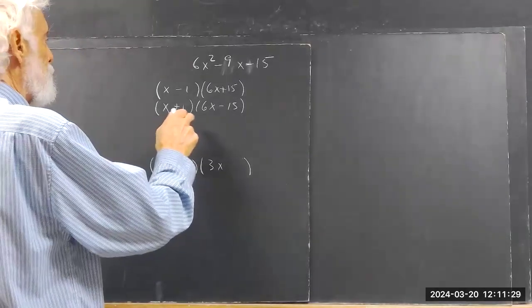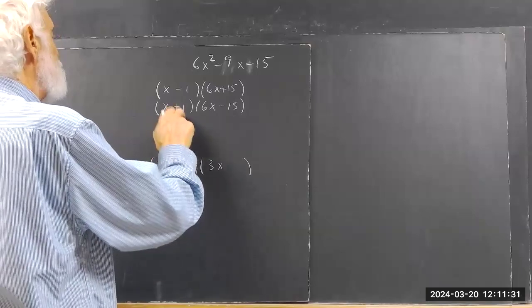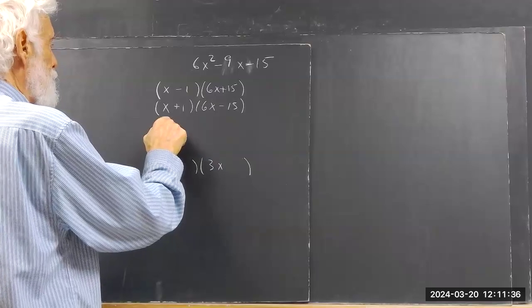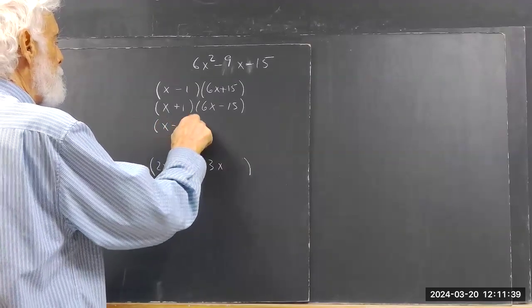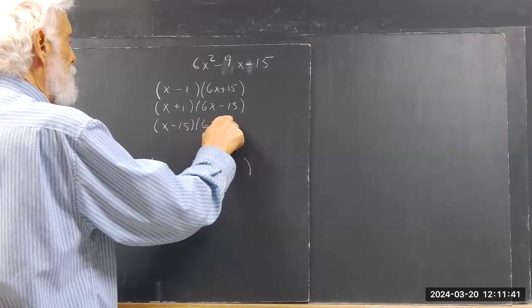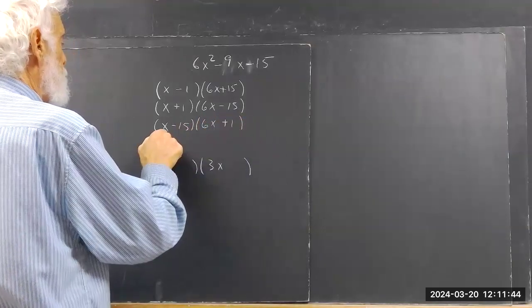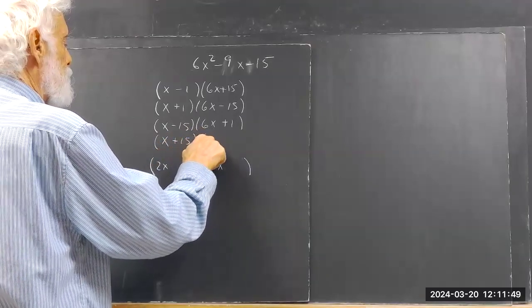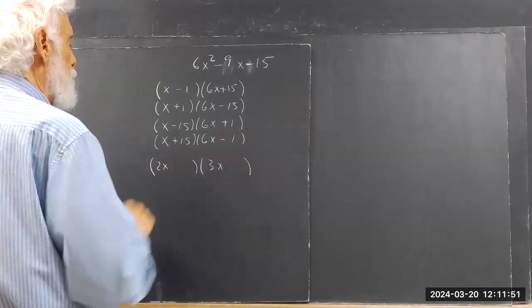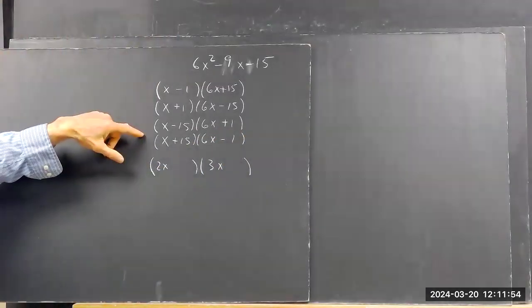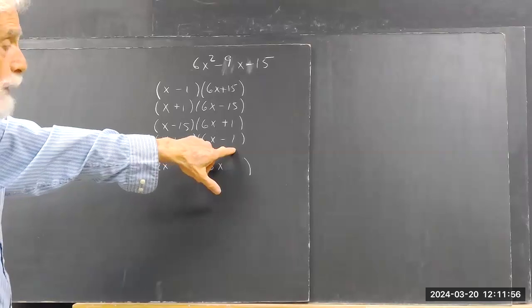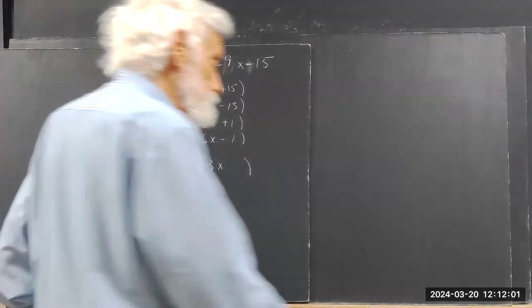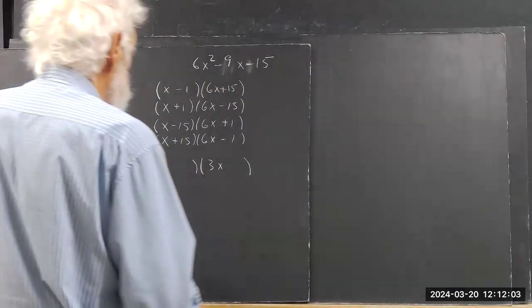But of course, then the 15 could go over here before it multiplies the 6x. So we could have x minus 15 times 6x plus 1, or x plus 15 times 6x minus 1. And those are just the possibilities using 15 and 1. So there are more possibilities than we might think. So give ourselves a little bit more room.